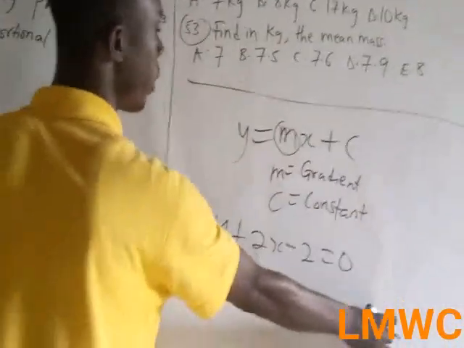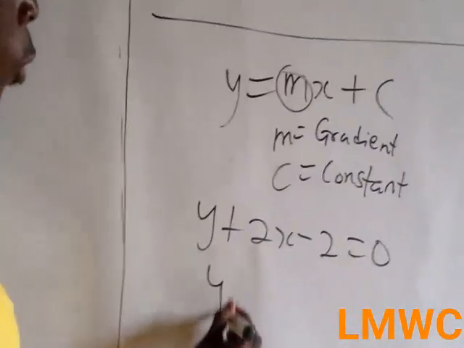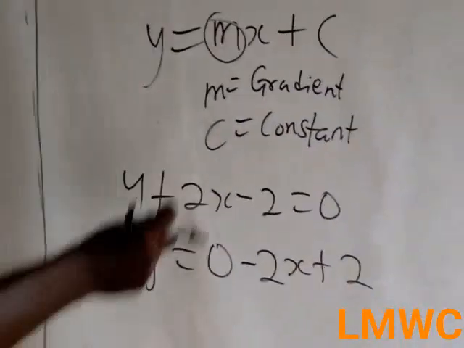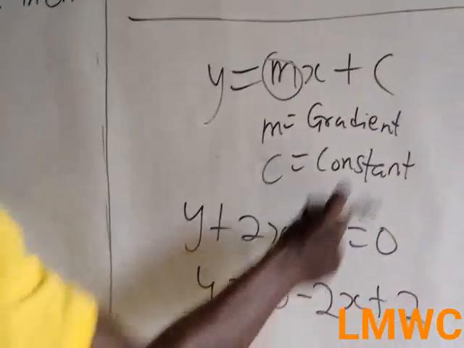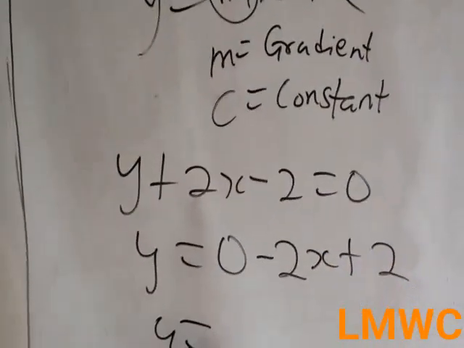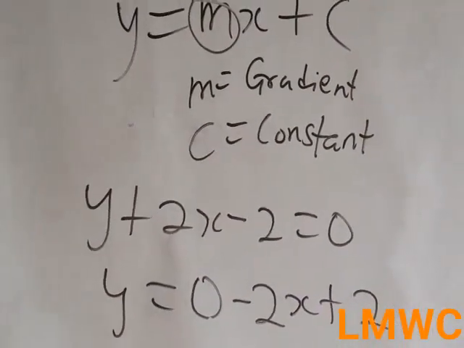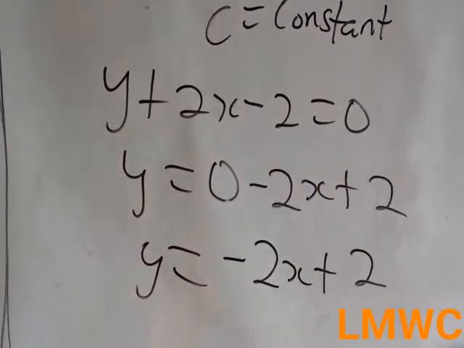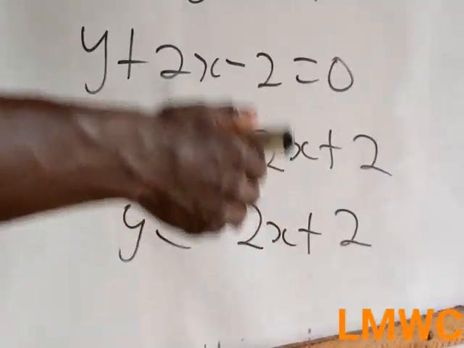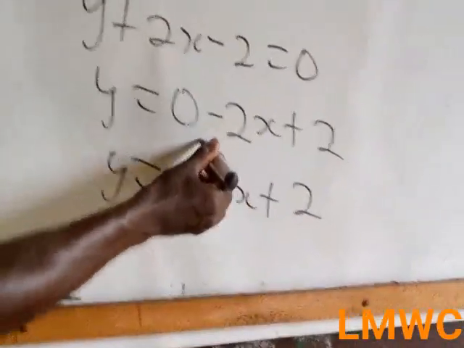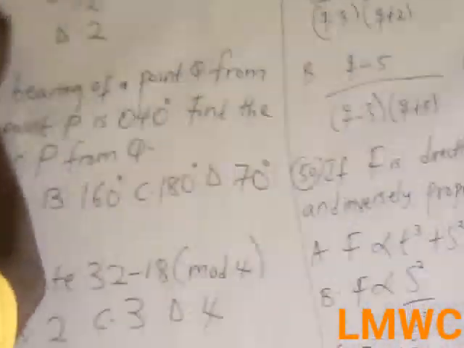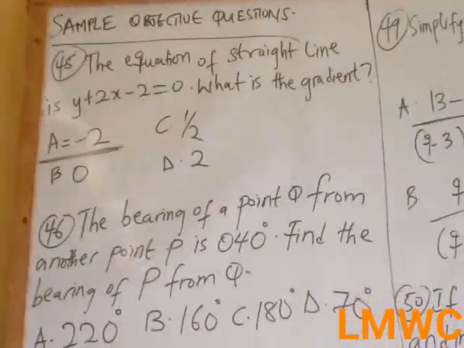So you move all this here and it will be left with y. So y is equal to 0 minus 2x plus 2. Because this crosses, it becomes negative. This crosses, it becomes positive. y is equal to 0 minus 2x, which is negative 2x, plus 2. So we have y is equal to negative 2x plus 2. What is the gradient? The gradient is negative 2 because m is negative 2. So our answer is A.